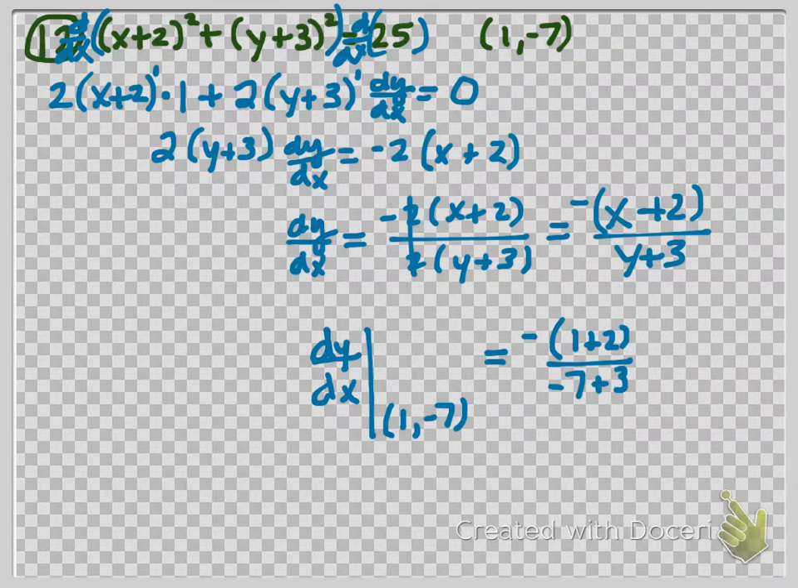So we have negative 1 plus 2 in parentheses over negative 7 plus 3. So 1 plus 2 is 3, so the numerator is negative 3. Negative 7 plus 3 is negative 4. So our slope at this point is positive 3/4. Make sense? Questions so far?